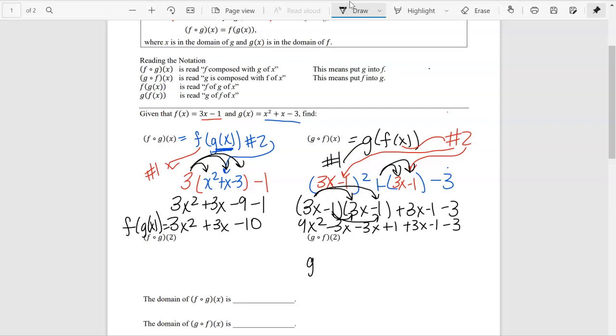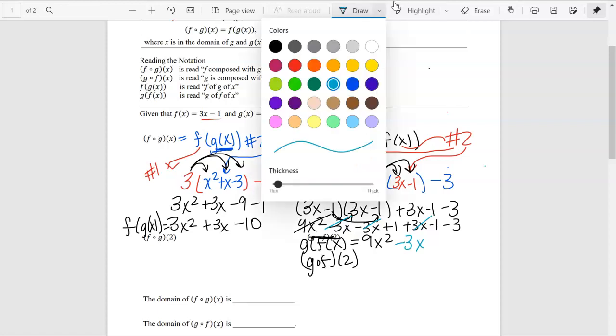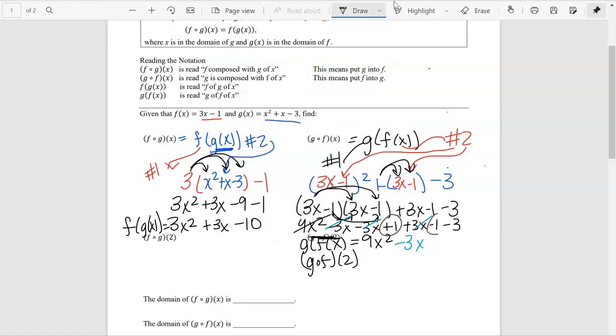I'm going to scoot this problem down just a little bit so I can keep going. So g of f of x is equal to 9x squared. That's the only x squared I see. I do see a negative 3x, a negative 3x, and a positive 3x. If we combine all those, we're going to get negative 3x. And I see a plus 1, minus 1, minus 3. So that's going to leave us with minus 3 on the end.